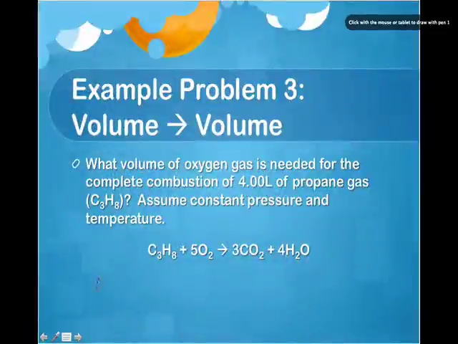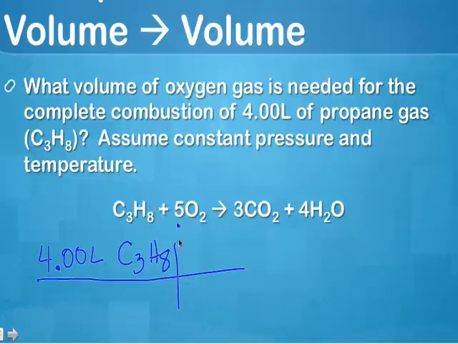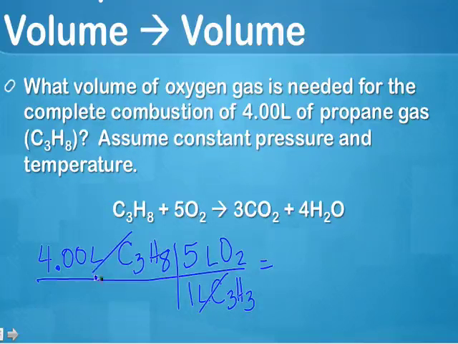So with this one, I start with my 4 liters of propane, which is the C3H8. And all I have to do is just set up the molar ratio. For every 1 liter of propane that goes into the reaction, it needs 5 liters of oxygen to react with. And that's it. That's as far as you need to go with that. It doesn't require molar mass or anything beyond that. So 4 times 5 is 20. So your answer for this one is 20 liters of oxygen.